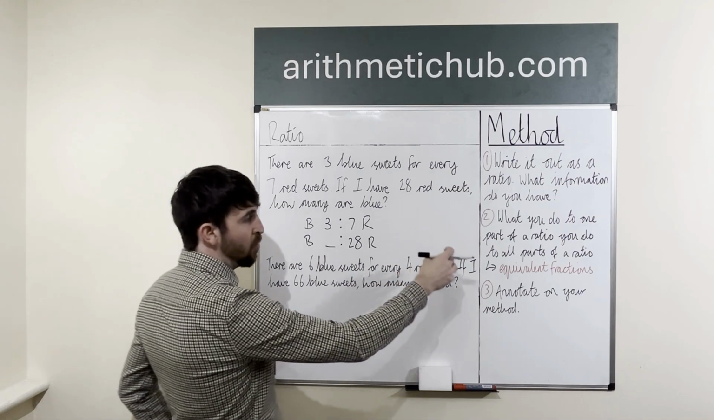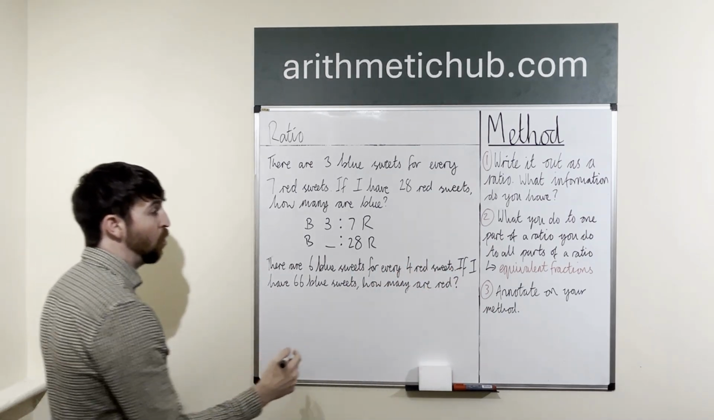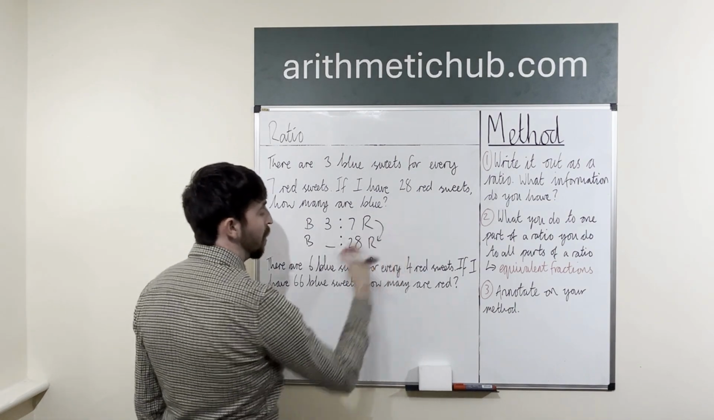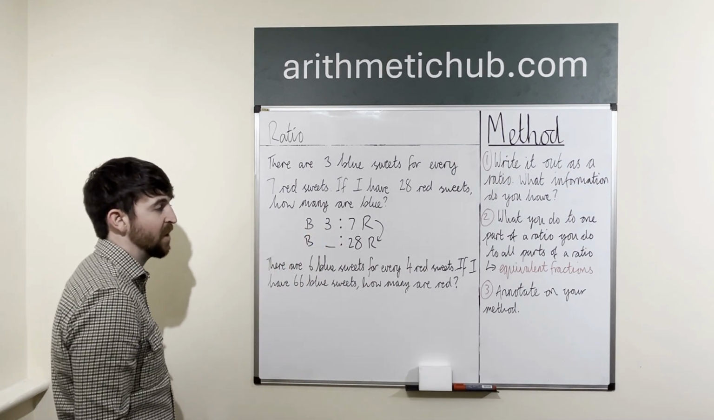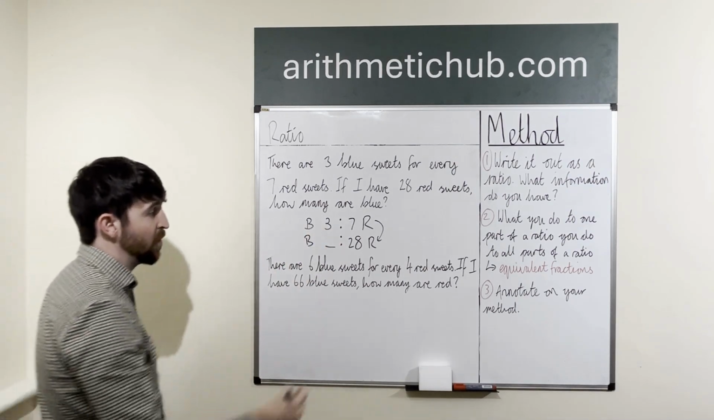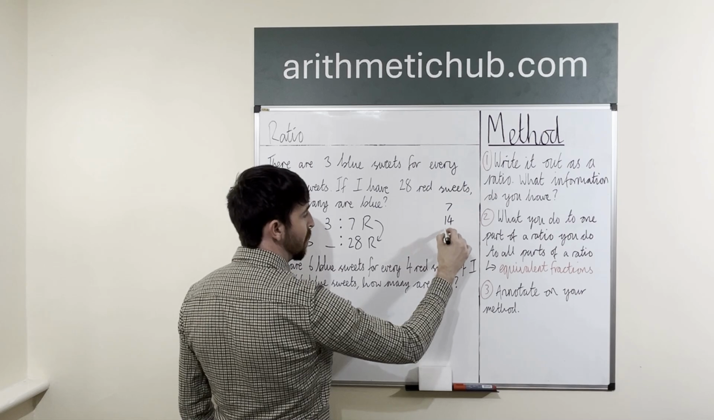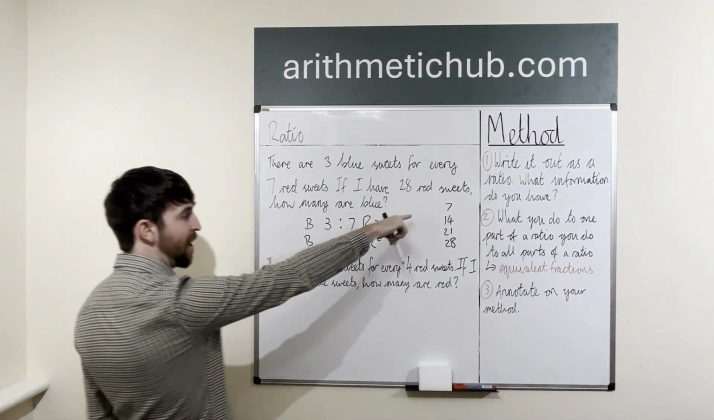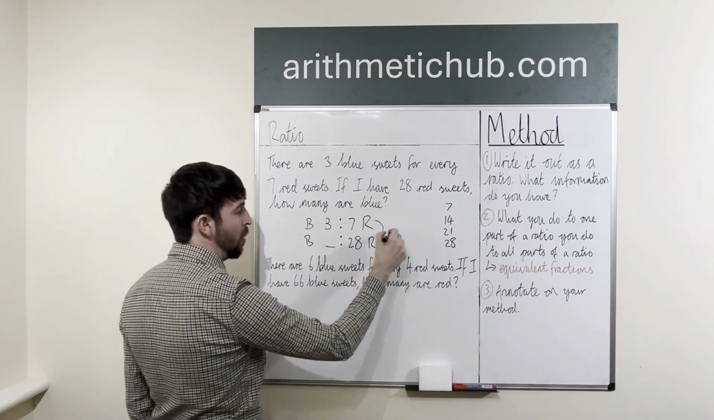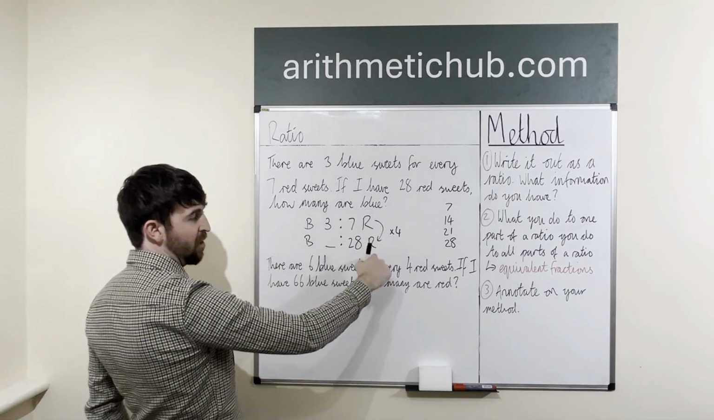So now I'm going to use part 2 of my method. What you do to one part of a ratio, you do to all parts of a ratio. Well, similar to equivalent fractions. What do I have to multiply 7 by to get to 28? I can use my times tables for this, or to check I can write them down. 7, 14, 21, 28. So I know I've multiplied 7 by 4 to get to 28. See how that looks like an equivalent fractions method?